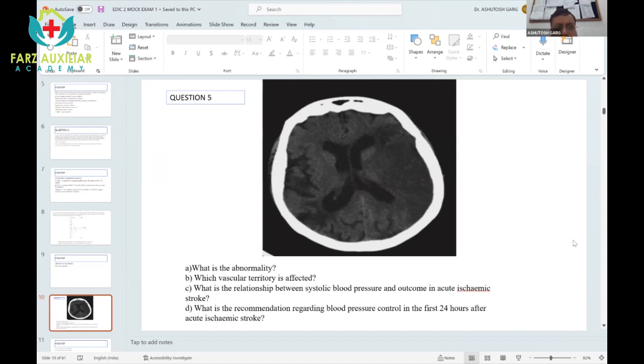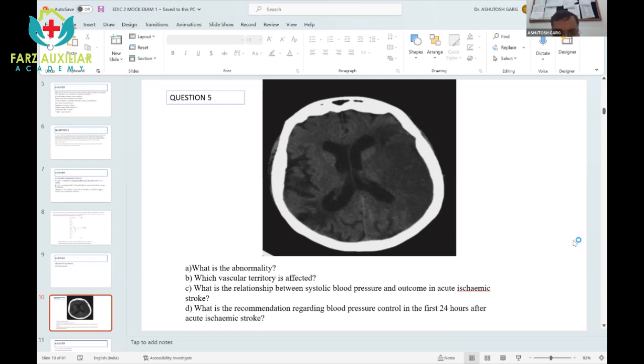If you are not planning thrombolysis, then you will tolerate the blood pressure till 220/110, to maintain the perfusion of the penumbra. And if you are planning for thrombolysis, then blood pressure should be less than 185 systolic and 105 diastolic.